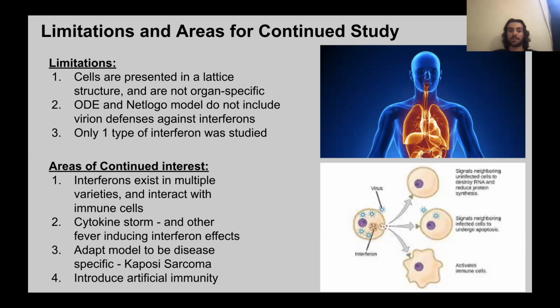Areas of continued interest: one, interferons exist in multiple varieties and interact with immune cells, so expanding the model would be to show those kinds of interactions. Two would be a cytokine storm and other fever-inducing interferon effects. Three, adapt the model to be disease specific. Our model doesn't really code for a specific virus, but we could tailor it to be for a specific virus, and also introduce artificial immunity.